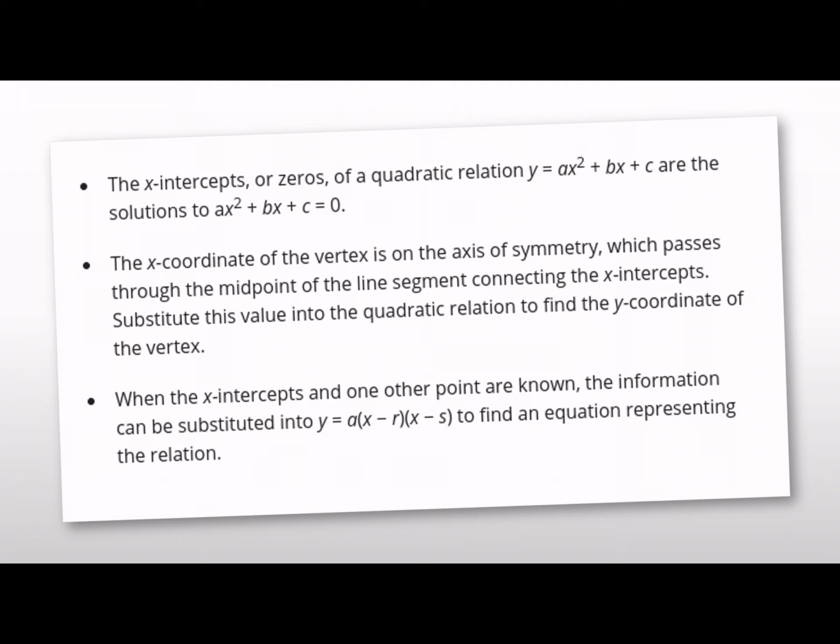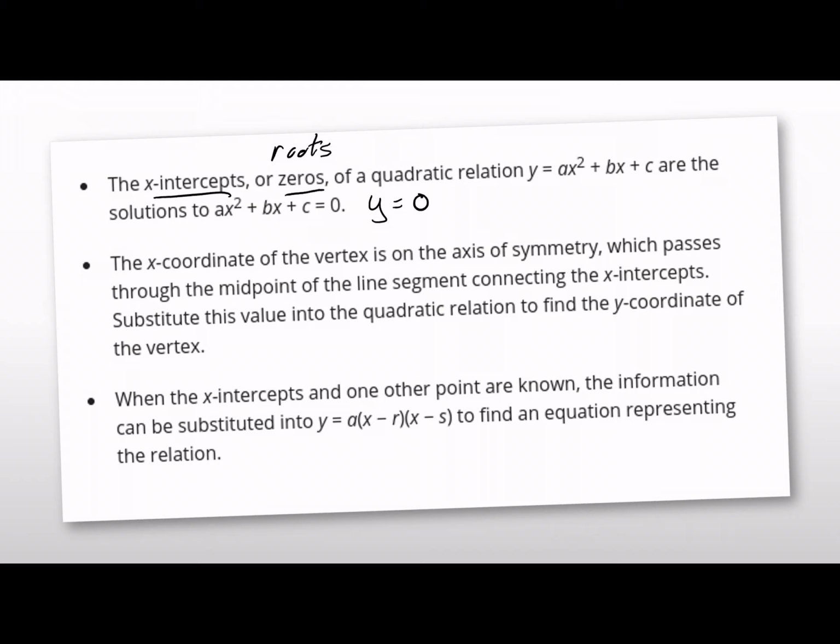The x-intercepts are zeros, so understand that we can call them zeros, x-intercepts, or roots. The roots of a quadratic relation y equals ax squared plus bx plus c are the solutions to ax squared plus bx plus c equals 0. So when we find the x-intercepts, y equals 0.